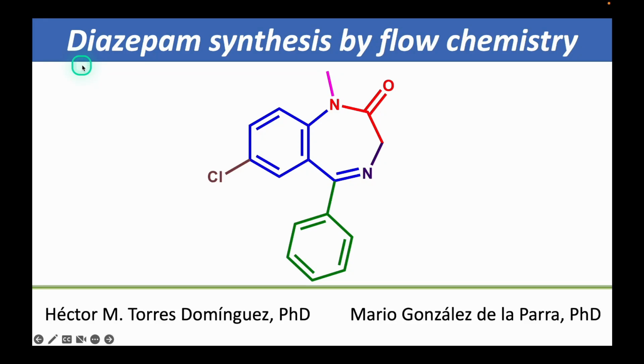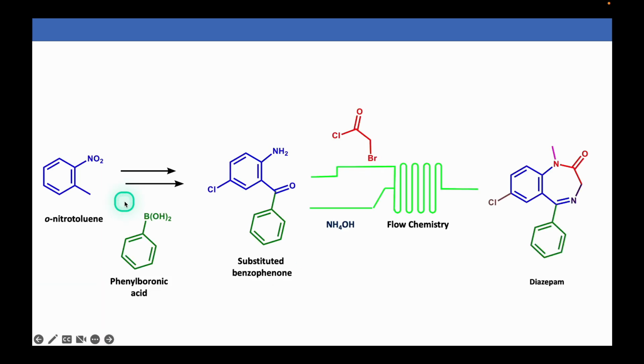Hello! In this video, we present the synthesis of diazepam by flow chemistry according to the retrosynthesis shown in the previous video. The synthesis is notable for using flow chemistry, starting from substituted benzophenone to construct the diazepam. This intermediate is obtained from orthonitrotoluene and phenylboronic acid.